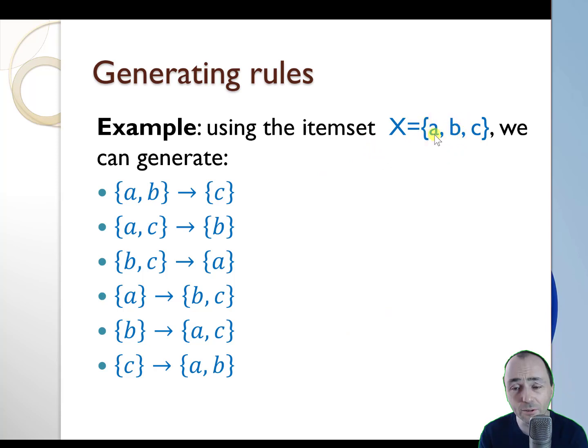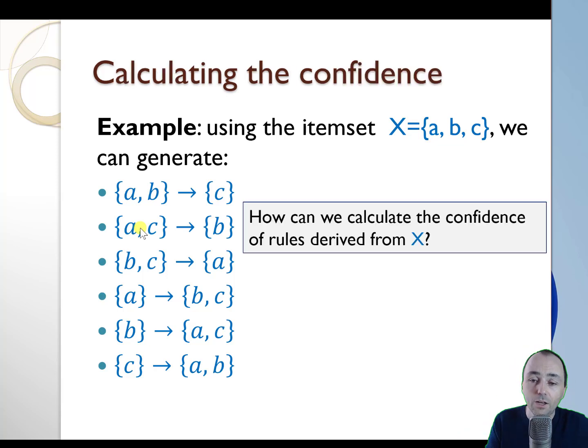From this item set, I can make 6 rules that I show you here. AB implies C, AC implies B, BC implies A, and so on. So basically, the only difference is the position of the items, to the left or to the right of the rules. So now, if I know that this item set is frequent, I can make all these rules.